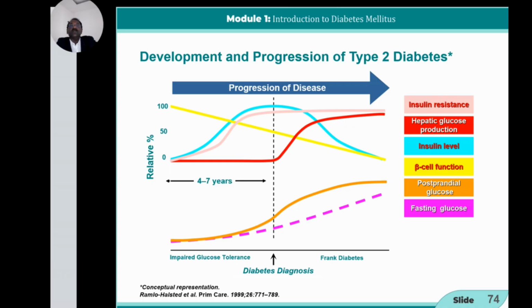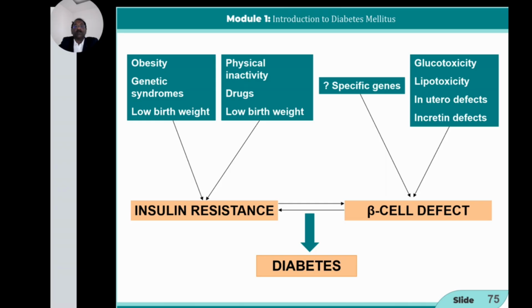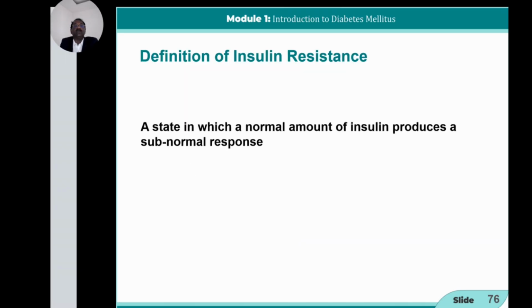And then your insulin resistance. So insulin resistance is a progressive one. Whereas the beta cell function is decreasing gradually and insulin resistance is increasing gradually, a stage will come where the beta cell function gives way to insulin resistance and then gives diabetes. So insulin resistance and beta cell defect will cause diabetes.